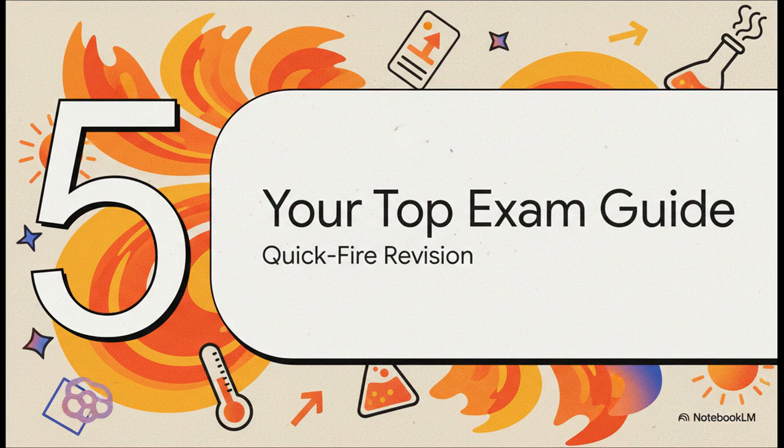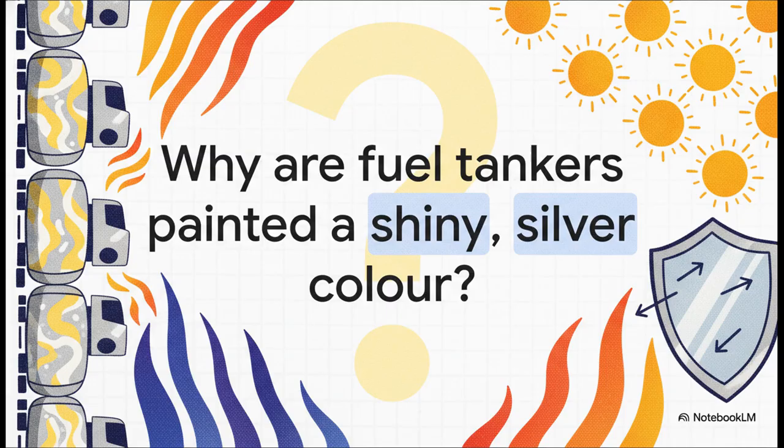All right, class, we're in the final section. Let's do some quick-fire revision. These are classic exam-style questions, so try to apply everything you've just learned. Are you ready? Okay, first question. You see those huge fuel tankers on the highway, right? Why are they almost always painted a shiny silver color? Think about what we just learned about shiny surfaces. What's the main goal for a truck carrying flammable fuel on a really hot day?